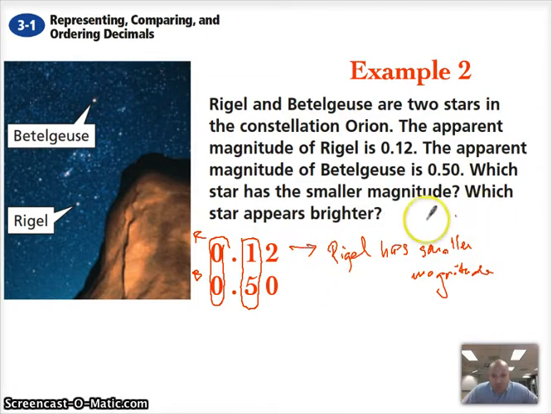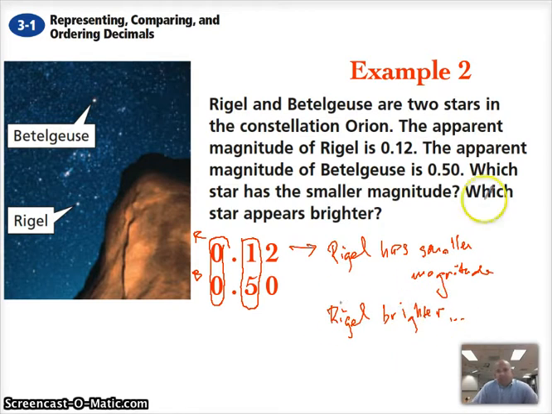Now the question goes, which star appears brighter? Well, in this case, although Rigel has the smaller magnitude, it is the brighter star. Isn't that strange? Rigel is the brighter one. Once again, that can be confusing here, but the smaller the magnitude, the brighter the star. Next.